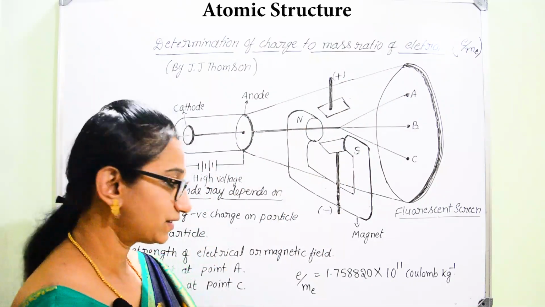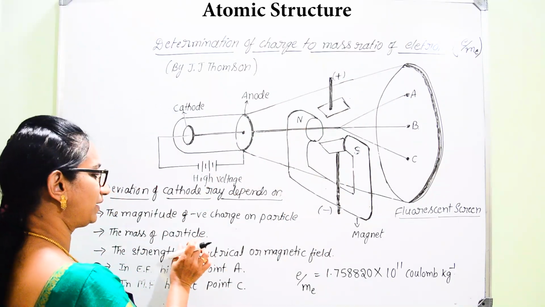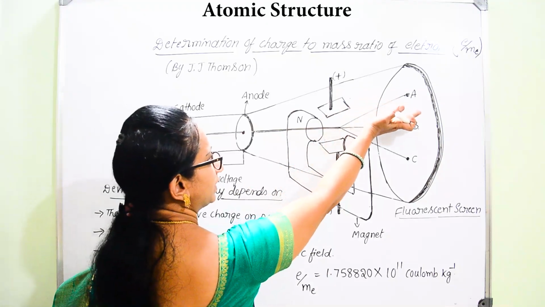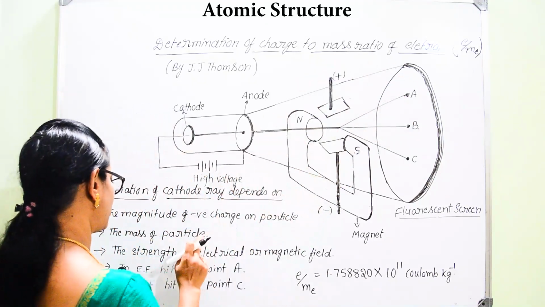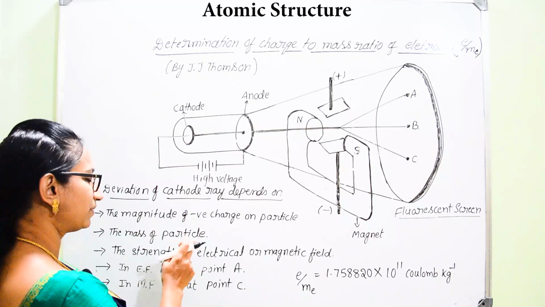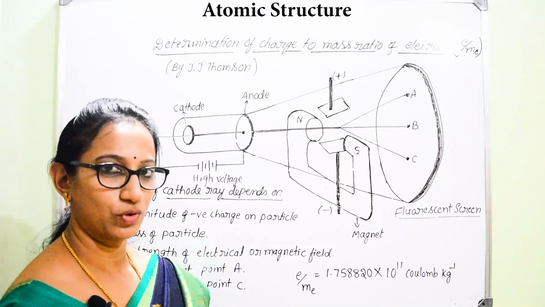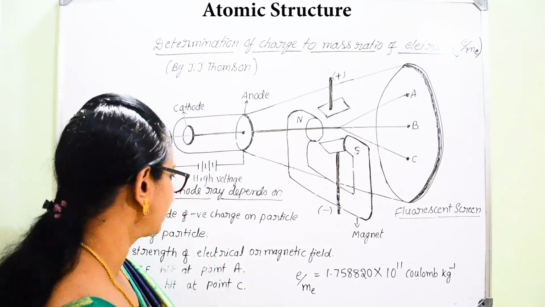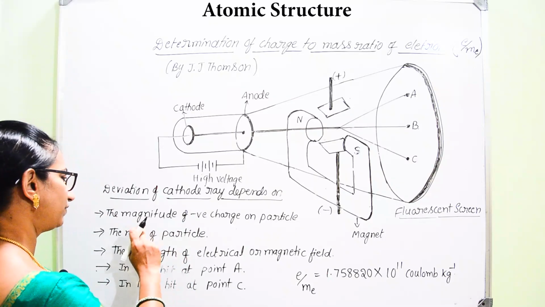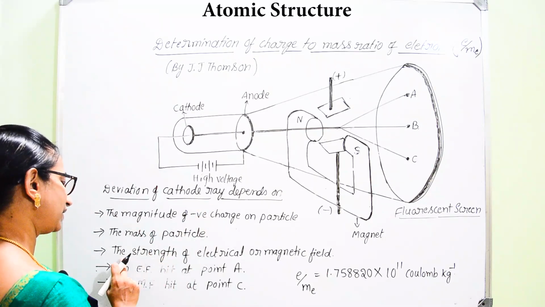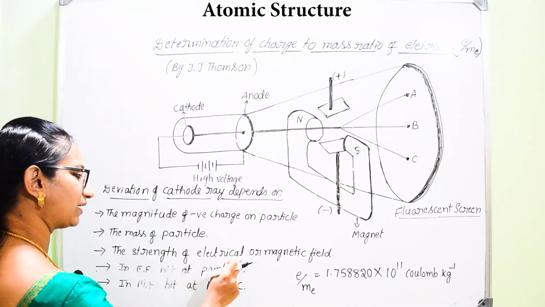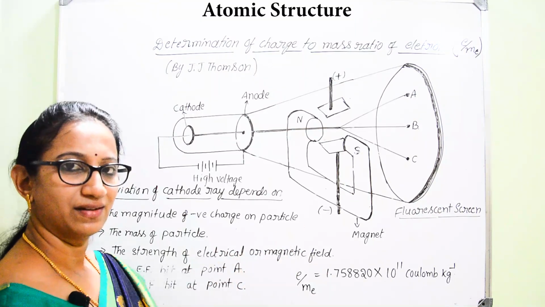If there is an increase in the mass of the particle, there will be a decrease in the deflection. So now we can consider that the lighter the mass, the more the deflection; the more the mass, the less the deflection. And the next factor on which this depends is the strength of the electric or magnetic field.